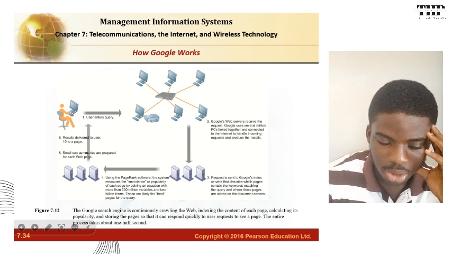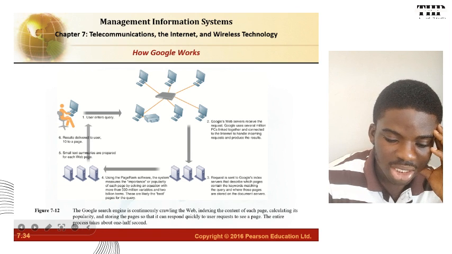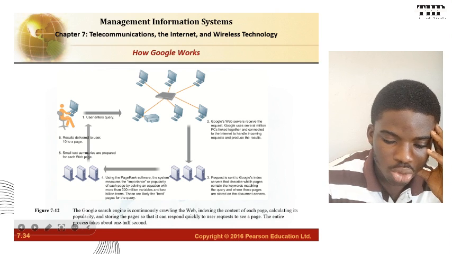The user asks a question, and Google's web servers receive the request. This is the web server; it receives the request. Google uses several million pieces linked together and connected to the internet to handle incoming requests and produce the results.